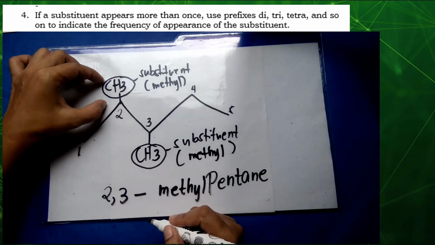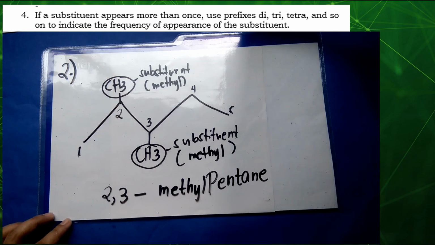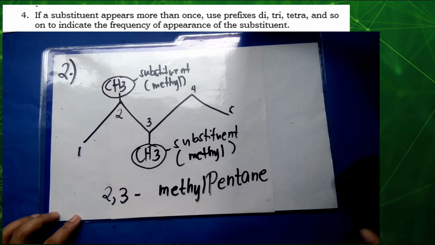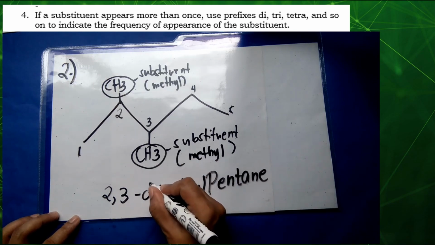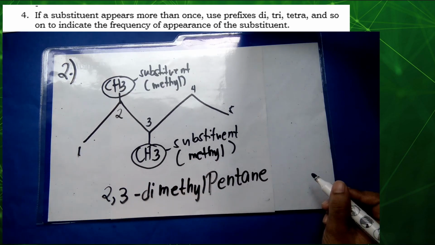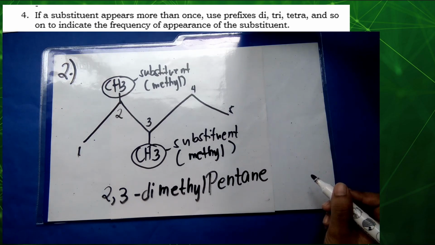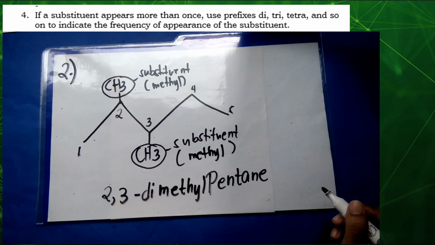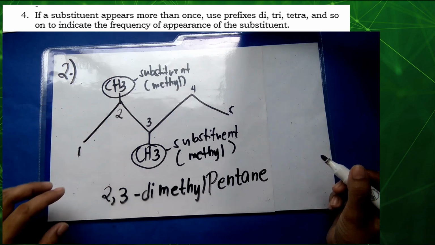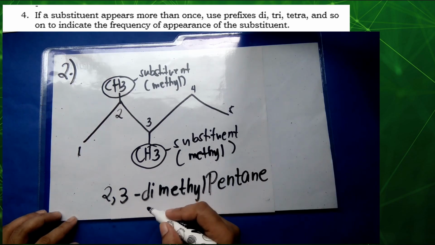and then kung nakikita nyo, dalawa po yung methyl. So instead na sabihin natin na 2-methyl, we will be using the prefix di, because according to the rule, when there is more than one substituent, you're going to use prefixes like di, tri, tetra, and so on to indicate the frequency of appearance of the substituent. So in this case, since we have two substituents here, we will be using the prefix di.